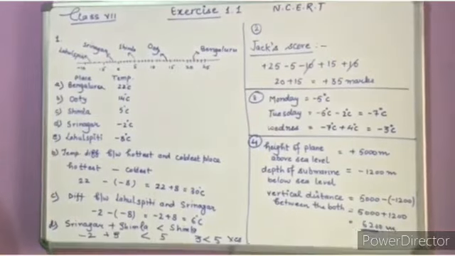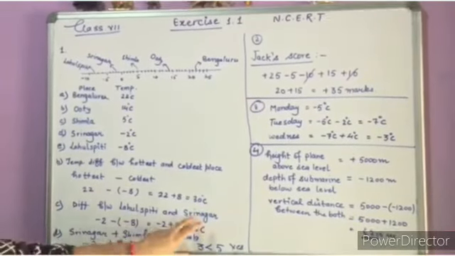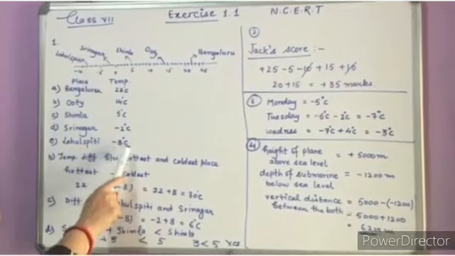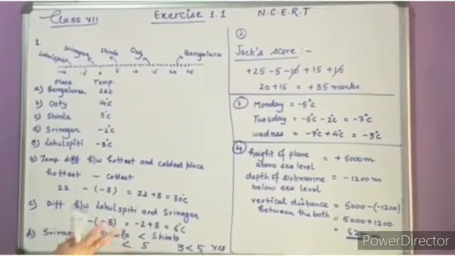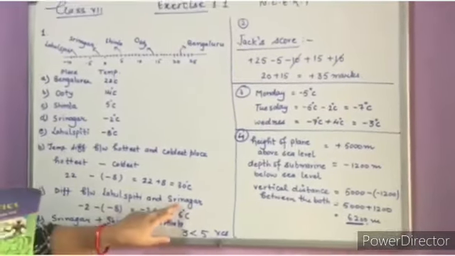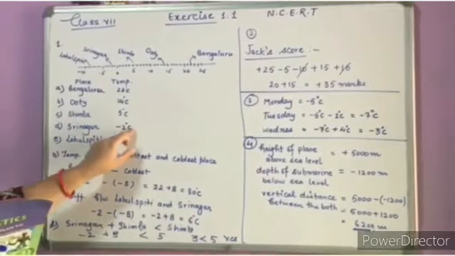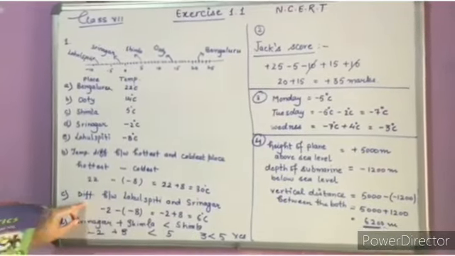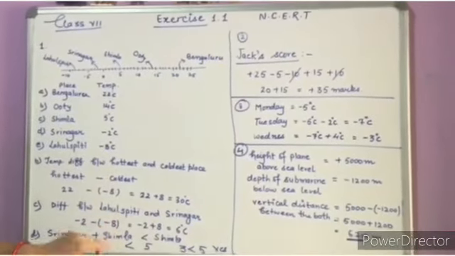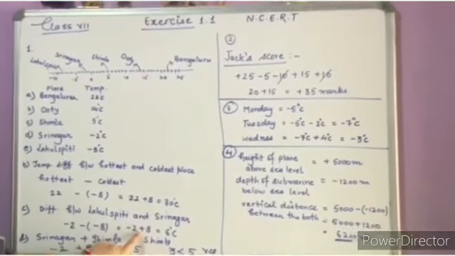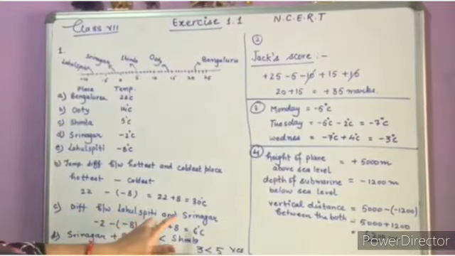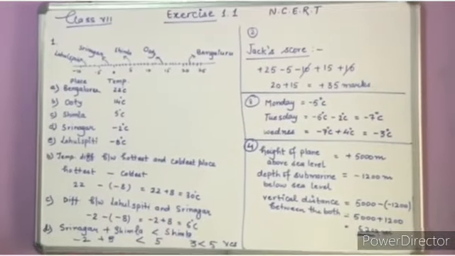The third part of this question asks what is the difference between Lahul Spiti and Srinagar. We will take the temperature of Lahul Spiti. What is the temperature of Lahul Spiti? Minus 8 degrees Celsius. It doesn't matter whether you write Lahul Spiti first or Srinagar. I have written Srinagar first. What is the temperature of Srinagar? Minus 2. Because I have to find the difference, I have taken the minus sign. What is the temperature of Lahul Spiti? That is minus 8. Put that inside the bracket. Minus will give you plus. Minus 2 plus 8 will give you 6 degrees Celsius. So this is the difference between these two places. Let's move to the next part.